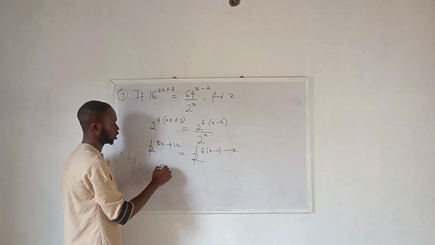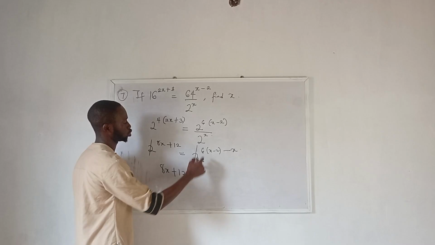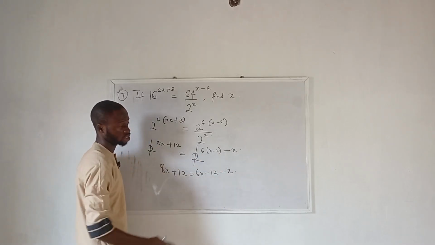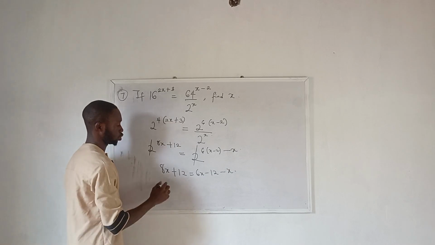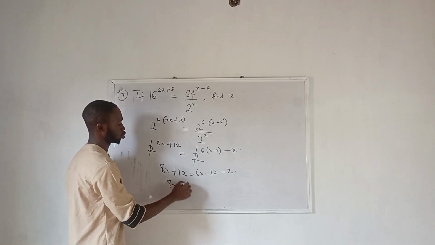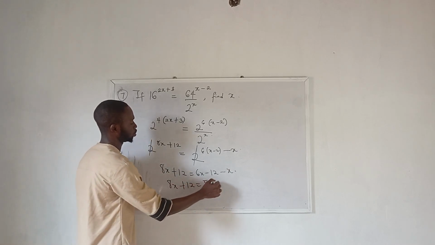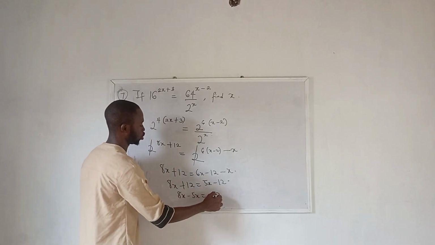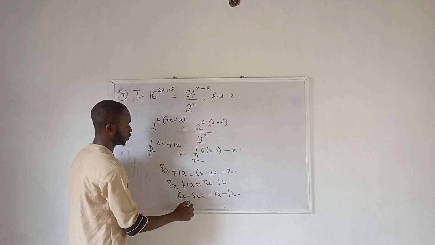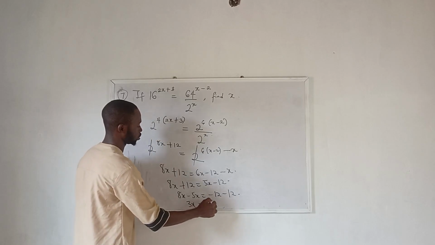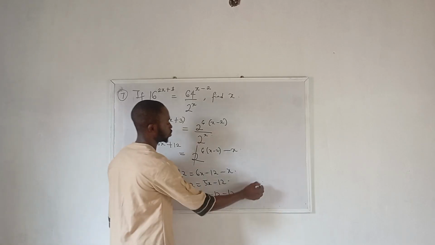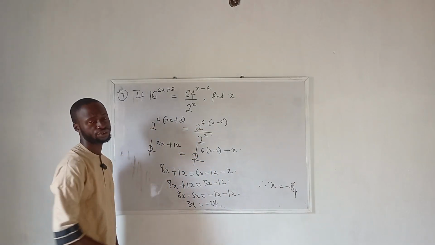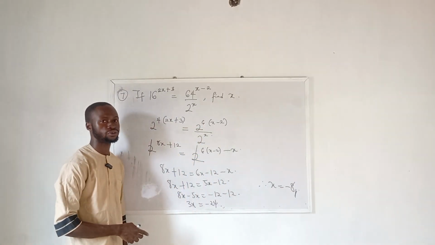Then bring the values that you have left: x plus 12 equals, open this bracket, 6x minus 12 minus x. 6 is not multiplying this, it's only multiplying what is inside the bracket. So we have 8x plus 12 equals 5x minus 12. When you take this here, you have 8x minus 5x equals minus 12 minus 12. So we have 3x equals minus 24. Therefore, x equals minus 8. When you divide both sides by 3, you have minus 8 as your answer.